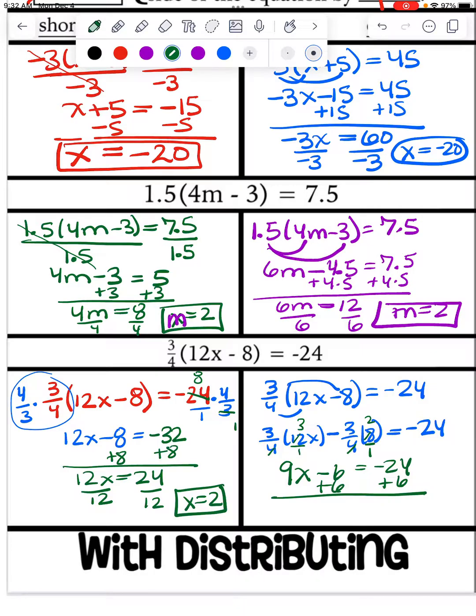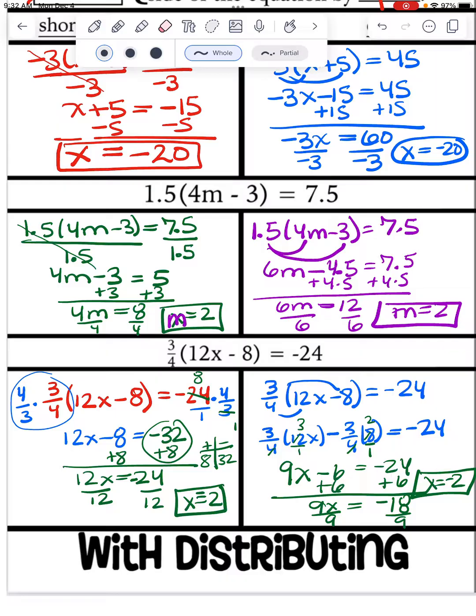Oh, I see a mistake I made over here. Did you guys catch it before? This should be a negative and this should be a negative, because I was just noticing I wasn't getting the same answer. I have more negatives than positives. So anyways, over here is a negative 18. Over here is a 9x. And when I divide both sides by 9, I'm going to get x equals negative 2. So I did get the same answer. Caught my mistake on that other one.